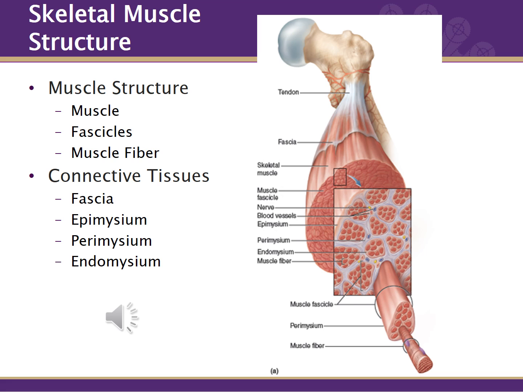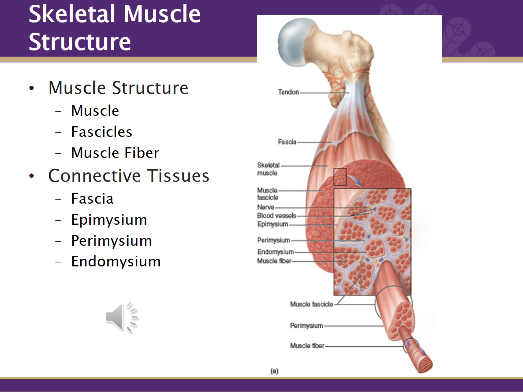The connective tissues are as follows, working from the outside to the inside. Number one, the fascia is the connective tissue that separates muscles from other muscles or separates muscles from the skin. The epimysium is the connective tissue that surrounds the entire muscle. The perimysium is the connective tissue that surrounds and separates individual fascicles. And the endomysium surrounds the individual cells which are found inside the fascicles.